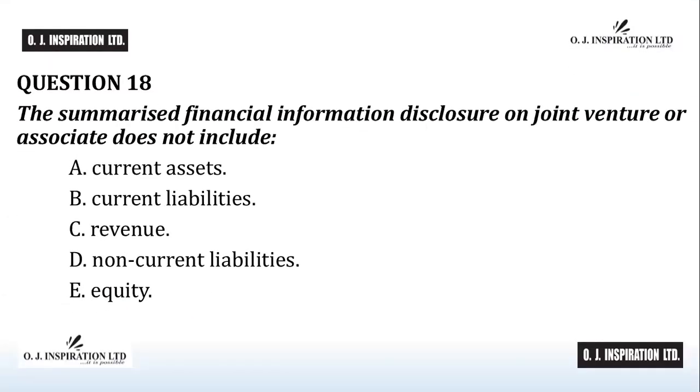Question number 18. The answer to question number 18 is E, equity. Equity is not an element or component of the summarized financial information disclosure on joint venture or associate. E is the answer to question number 18.